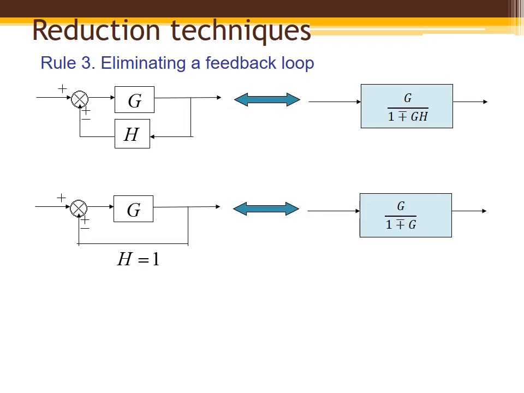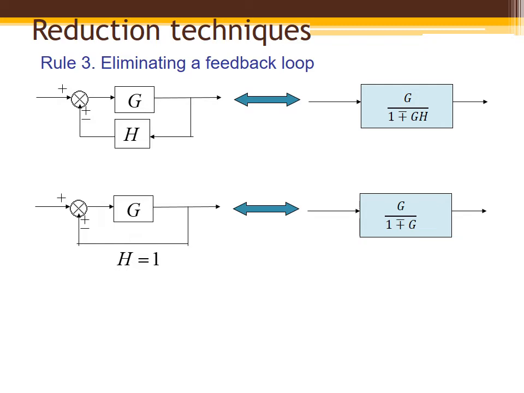Next one is eliminating the feedback loop. Here G is the forward gain and H is the feedback gain. We cannot apply rule number 2, blocks in parallel, because the direction of flow is different, forward and feedback. In this case we consider this as a feedback loop. The three components, the summing point, the forward gain and the feedback gain, are represented as one feedback block.